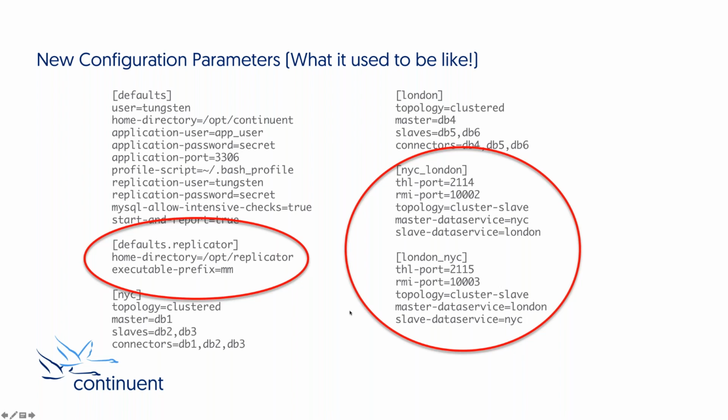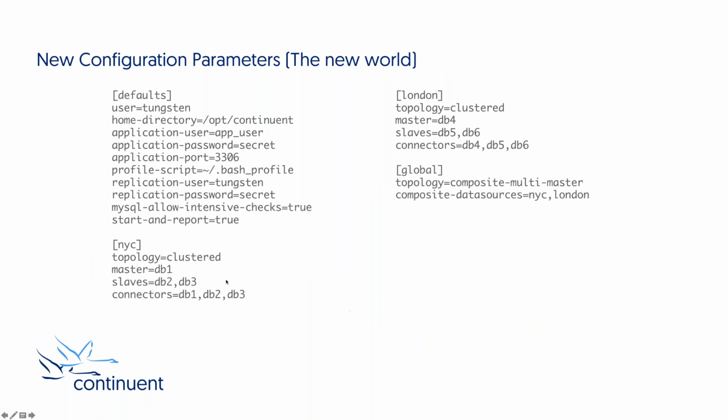Well, what does it look like in V6? There we go. The replicator default section has gone, and all you have are these 3 lines. So what are these 3 lines? Well, in my example here, global is the name that I've chosen for my composite service. This can be any alphanumeric string you like. Next, topology. That's fairly straightforward. We're saying this is a composite multi-master. And finally, composite data source. Here we specify the clusters that make up our composite multi-master cluster.